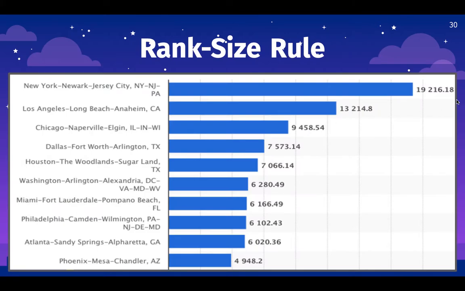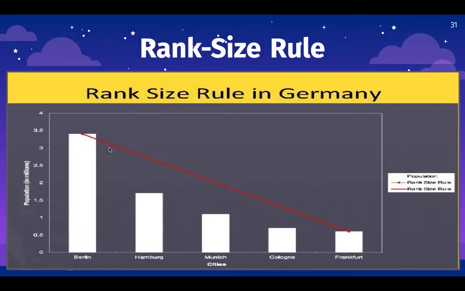Now, in the United States, this pattern doesn't really hold up. You can see here, New York City is the largest metro area in terms of population in the country, with just under 20 million. But LA, which is the second largest city in the country, has about 13 million. So well over half of New York's population. Chicago, which according to the rank size rule should have about 1/3 of the population of New York City, actually has about one half. So the rank size rule doesn't really play out like it's supposed to in the United States. In Germany, however, it does.